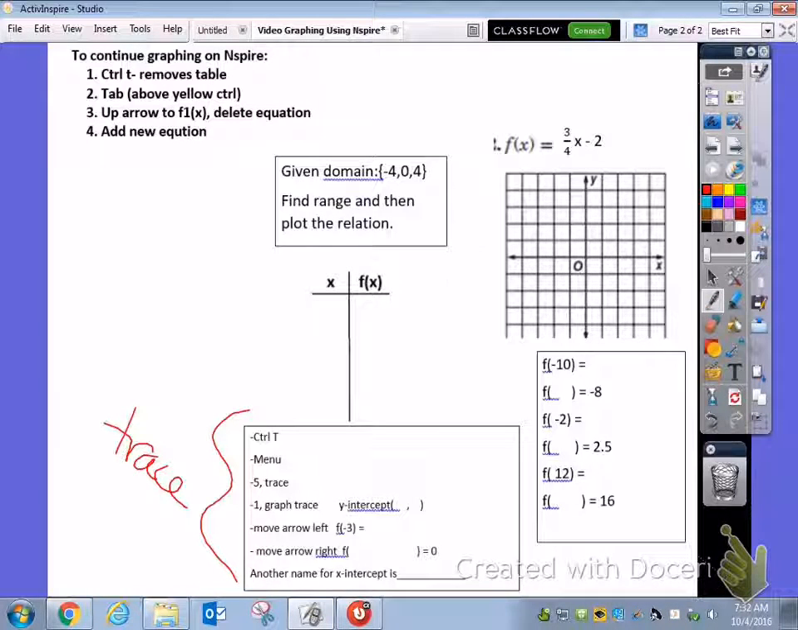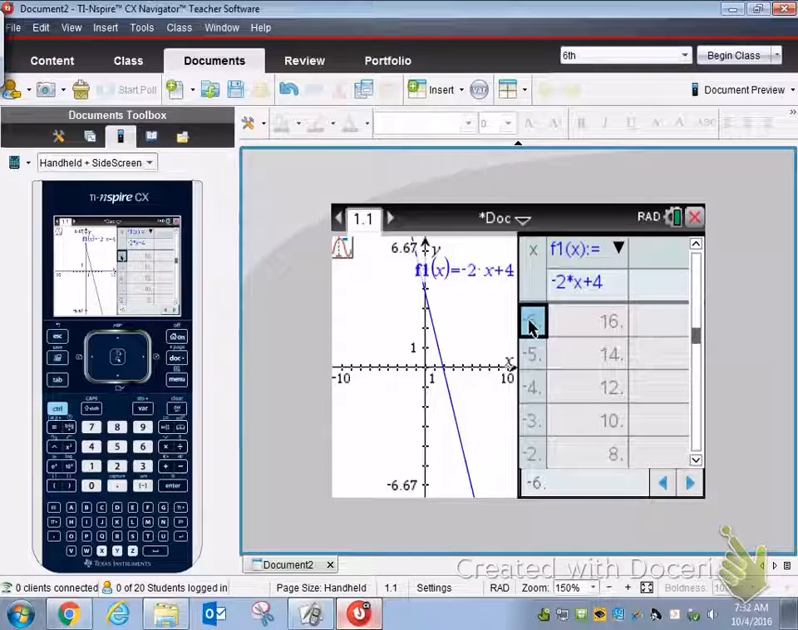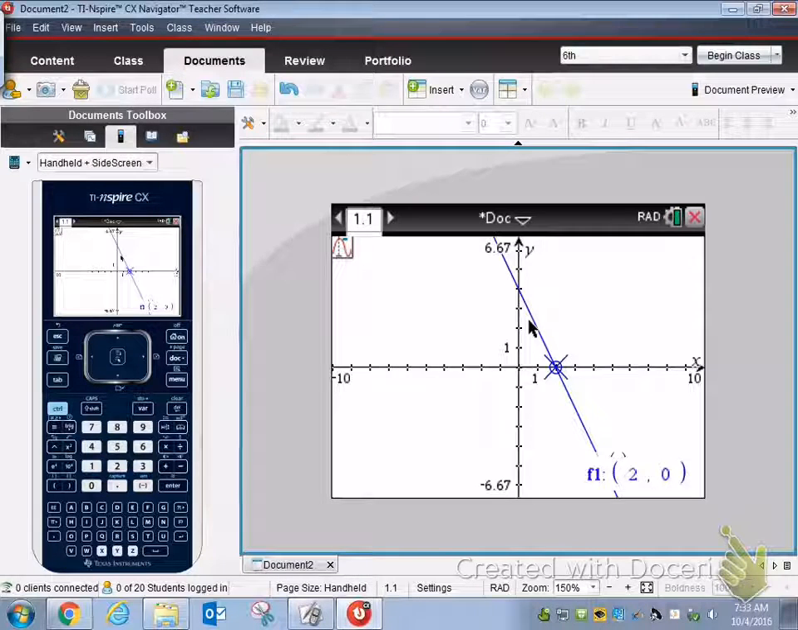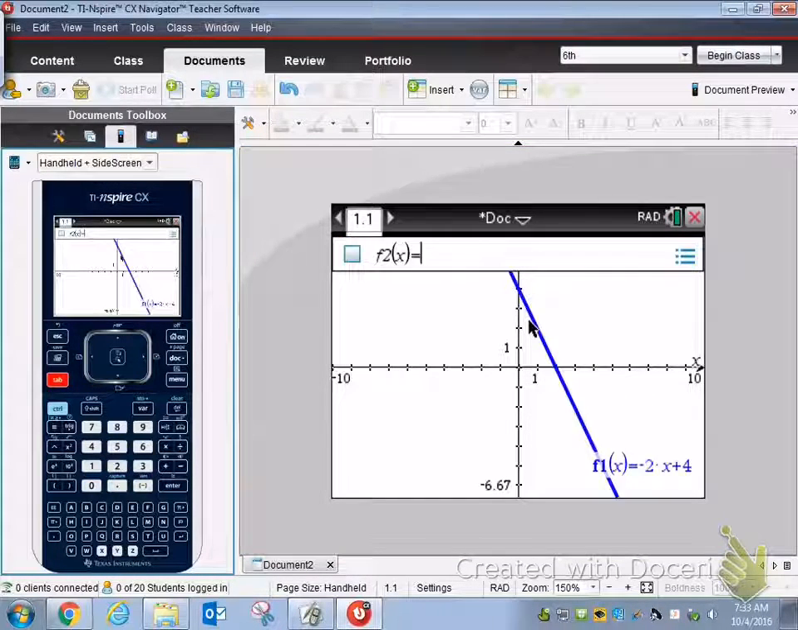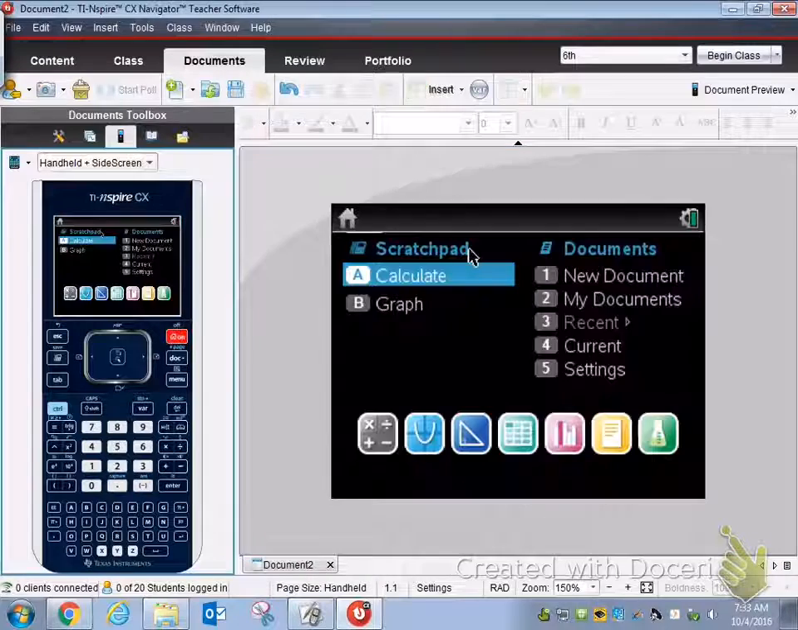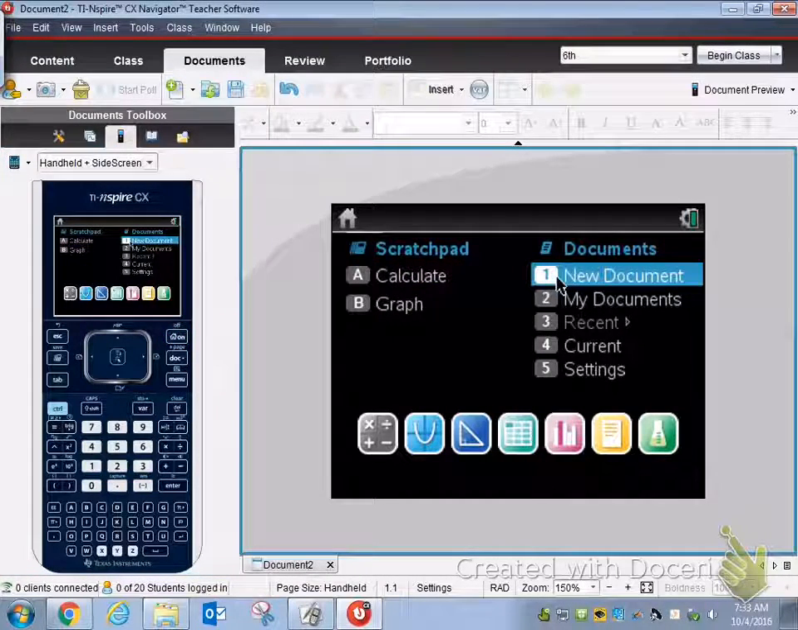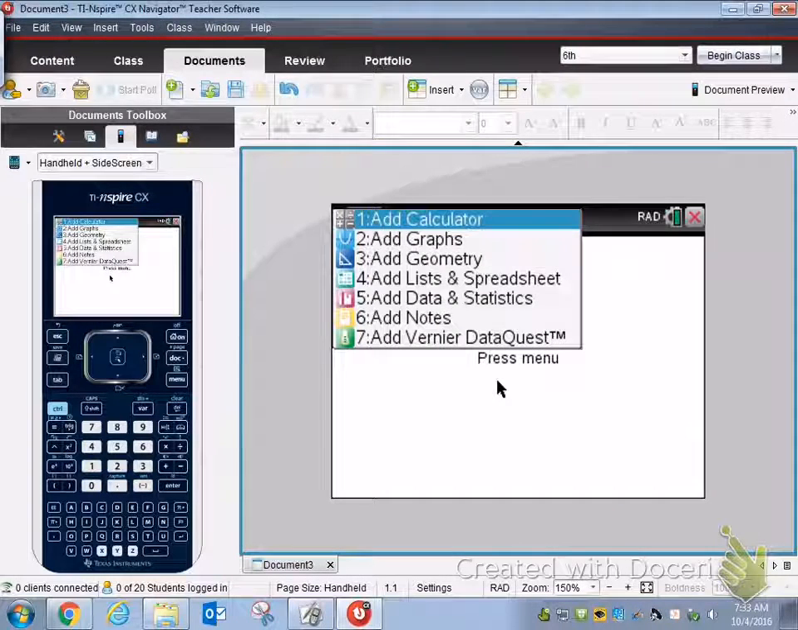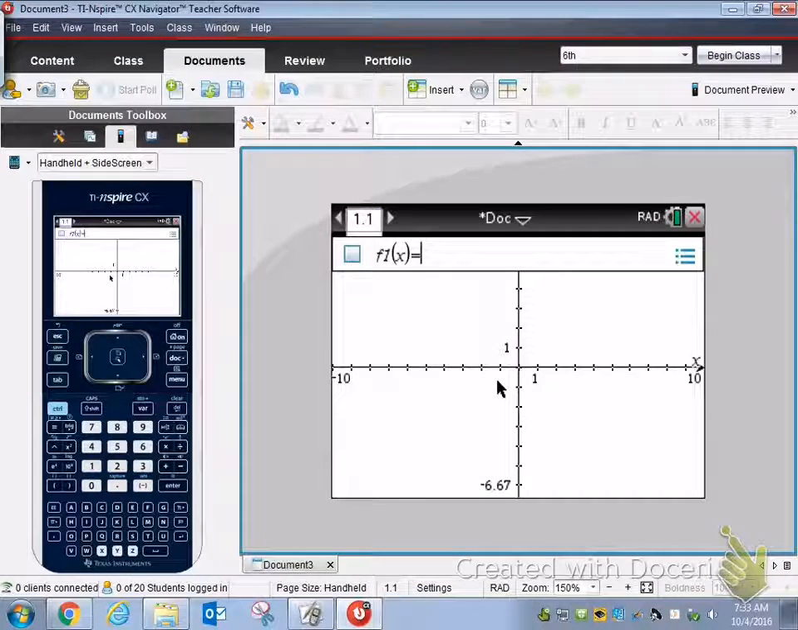First of all, I need to graph. To get rid of this table, you can do Control T, and then hit the Tab button, which is above the yellow button. Oh, my calculator's freaking out. If that happens, it won't happen on yours, it's the board. Hit the home button. You can always go to new document and start over, and that works every single time. So you can always go to graphs, and that works every single time.